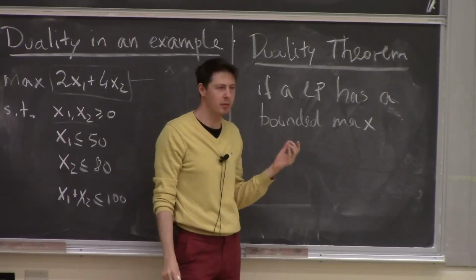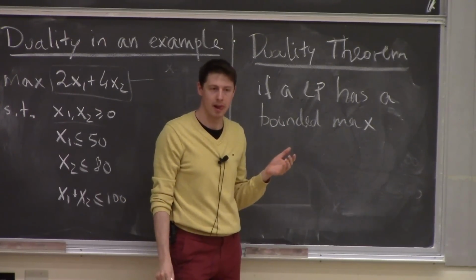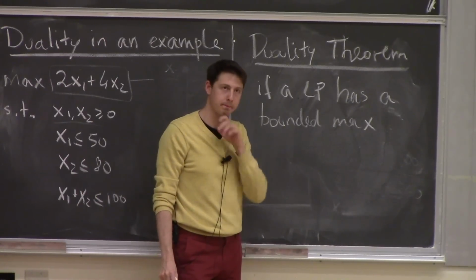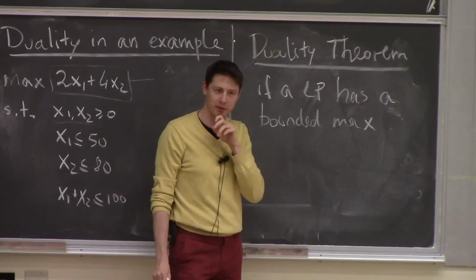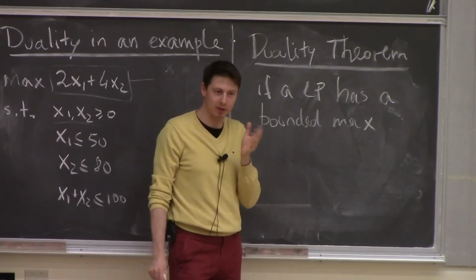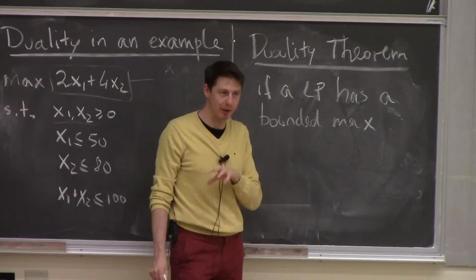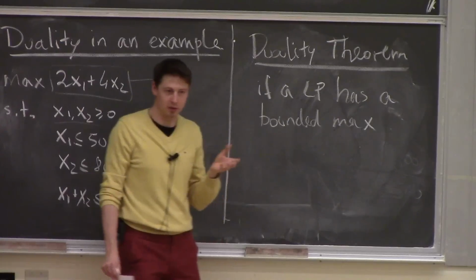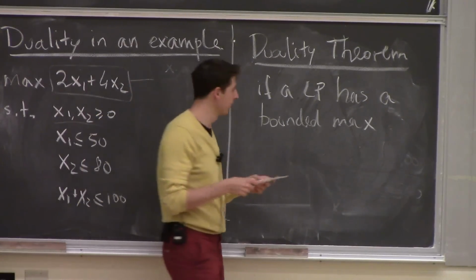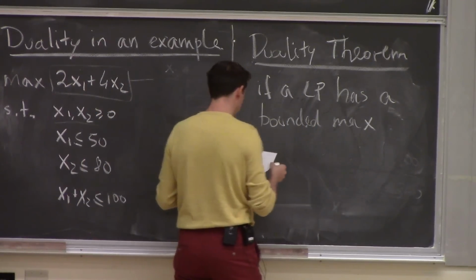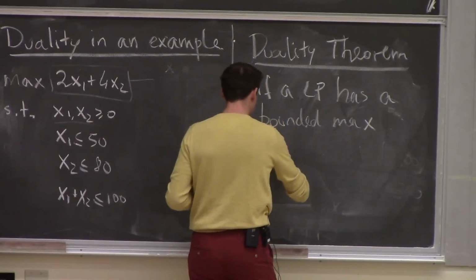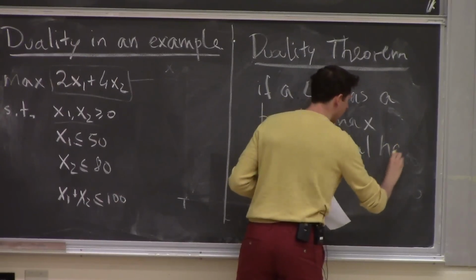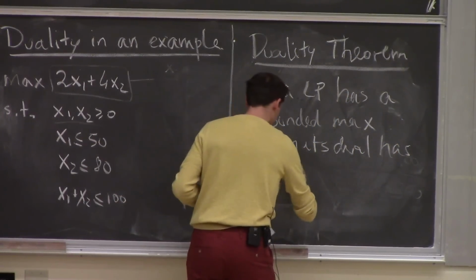What happens if a linear program is unbounded? What happens to its dual? It wouldn't be unbounded. Maybe it's infeasible, right? Because I know that if I were to construct it, anything inside it would be a bound on the primal. But if the primal is unbounded, then the dual will just have no solutions. So if it has a bounded maximum, then its dual has a bounded minimum.